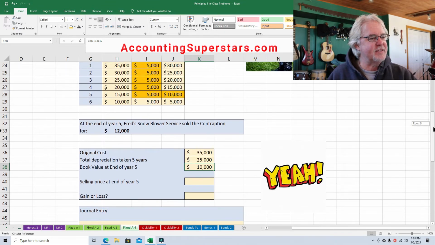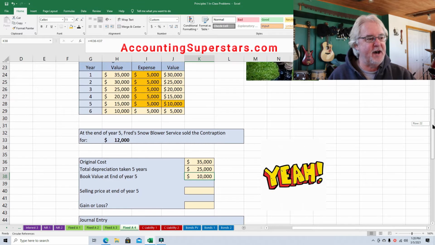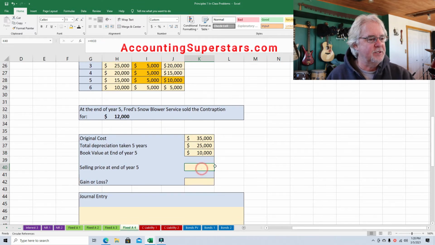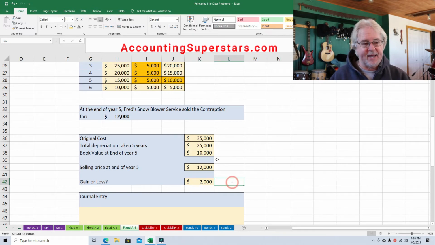So the selling price at the end of year 5, well, he sold it for $12,000, folks. So let's drop that 12,000 in here. So he made a little bit of money here. Book value, 10,000. Selling price, 12,000. He made a gain.